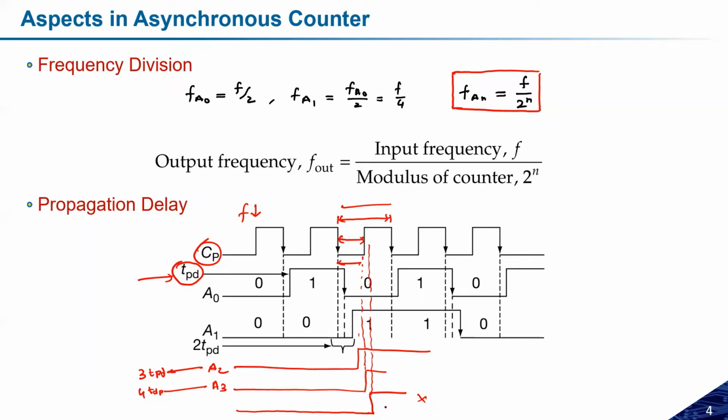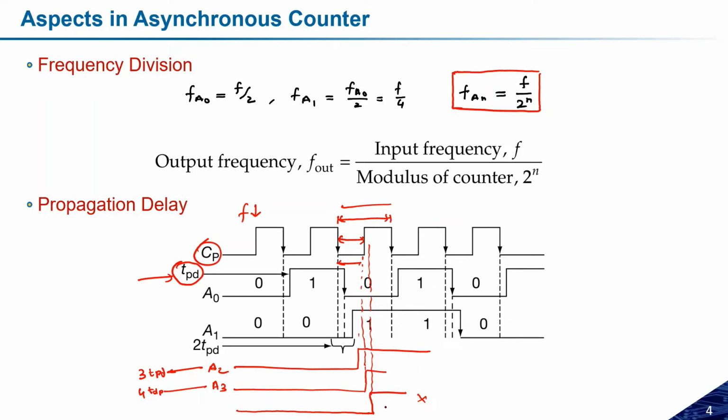The first thing is, try to reduce the delay of individual flip-flops so that, without changing the frequency of the clock, you can accommodate more stages. This is the first possibility. The second possibility, if you are not able to change the propagation delay of the flip-flop, is to increase the time period of the clock or reduce the frequency so that you can accommodate more stages. Okay, but still there is a problem.